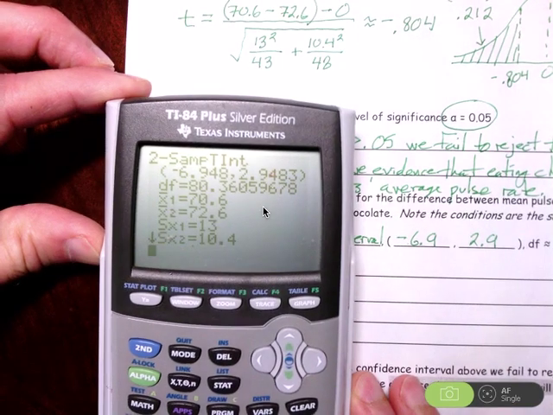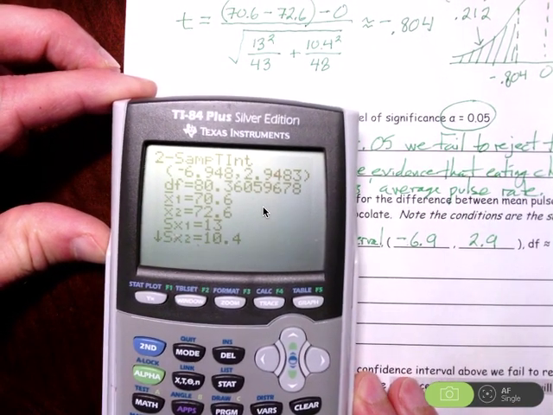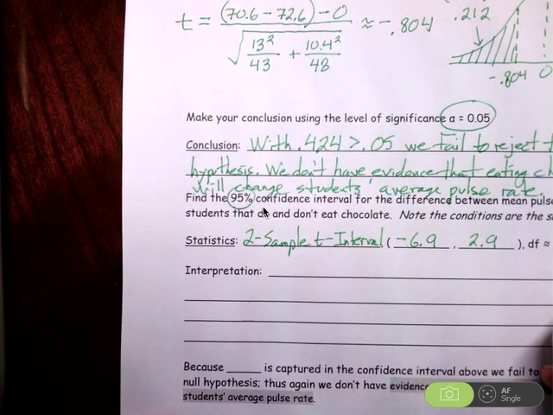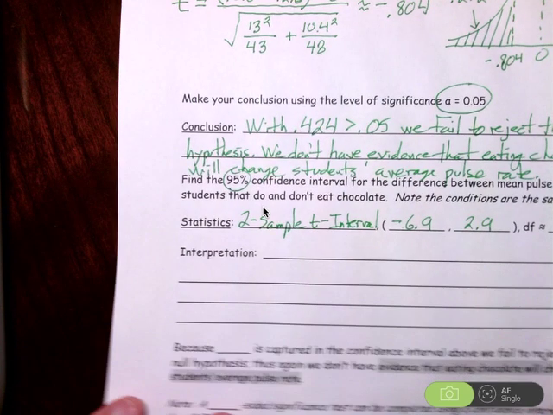Sorry about the glare there. Notice the degrees of freedom, again, are 80.36. So it's important that you write that down. It's just like with the test. So we're ready to interpret our confidence interval.